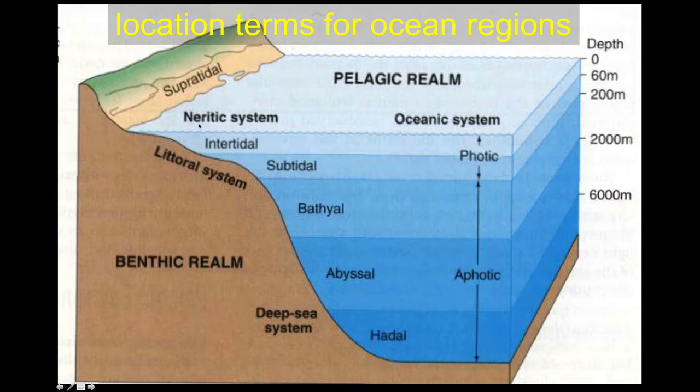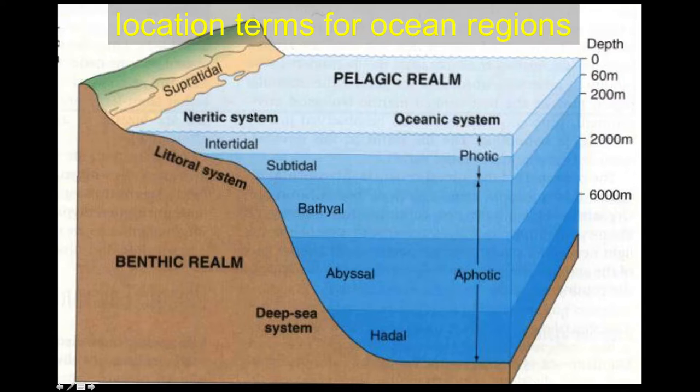I use the term littoral, meaning of or associated with the coast. You can also use neritic for that. So there's the neritic systems next over here, and then the oceanic systems over here. Neritic are influenced by, directly influenced by rivers and things like that.